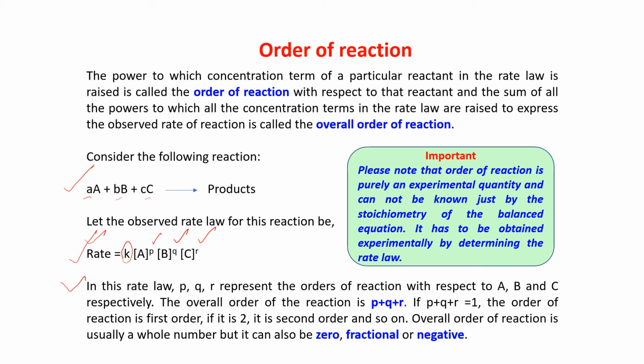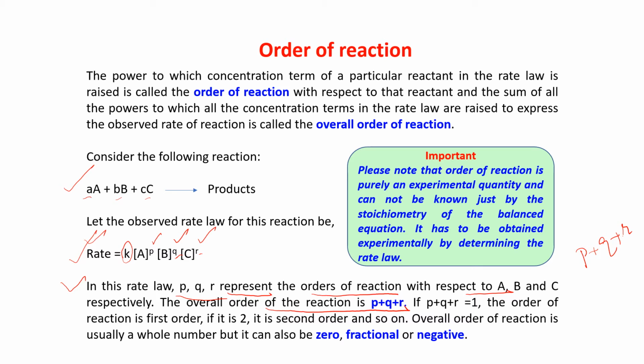In this rate law, p, q, r represent the order of reaction with respect to A. That means A is of pth order, B is of qth order, and C is of rth order. So the overall order of reaction for this particular reaction is p plus q plus r. The overall order of reaction is p plus q plus r.